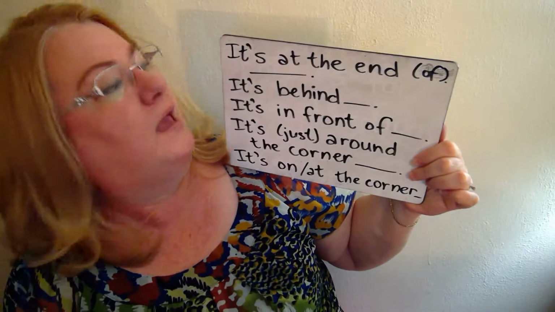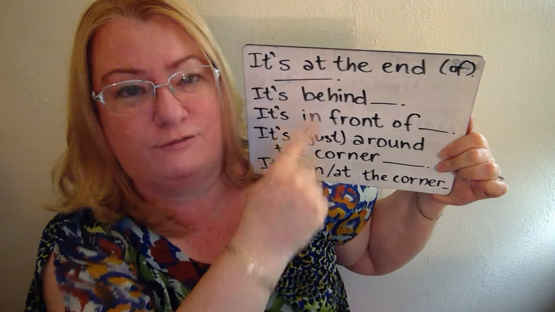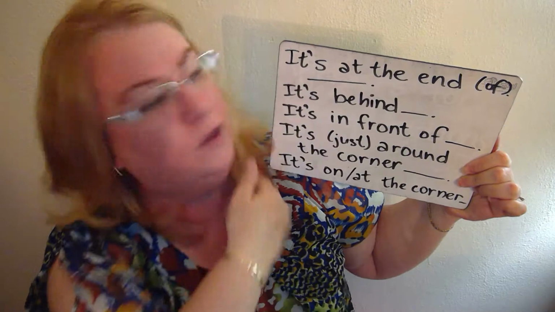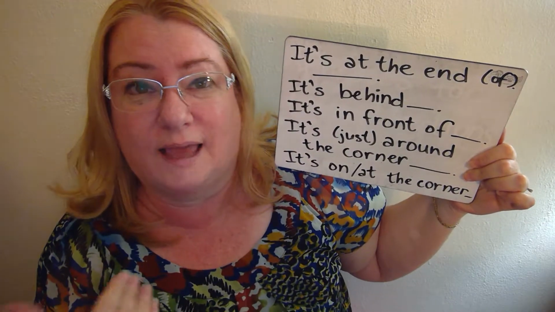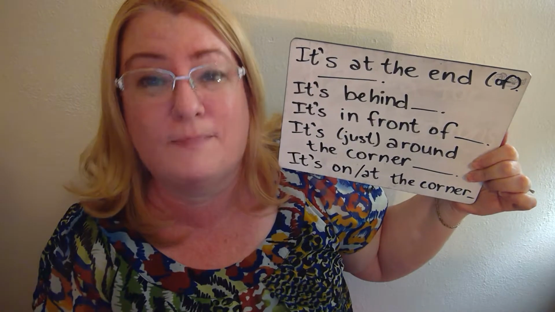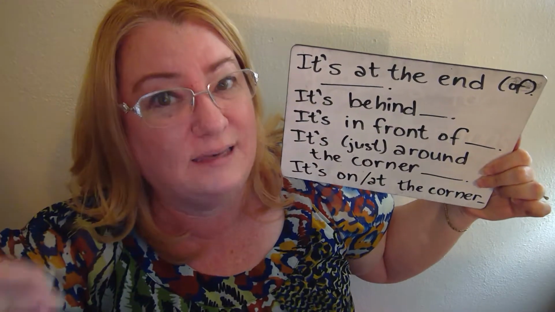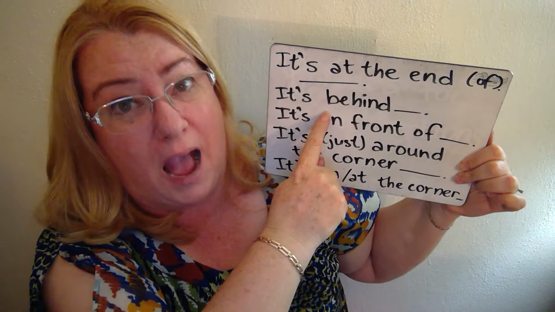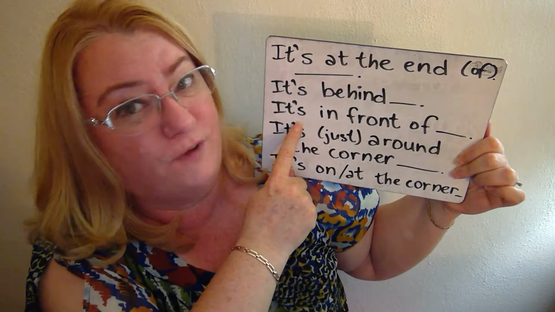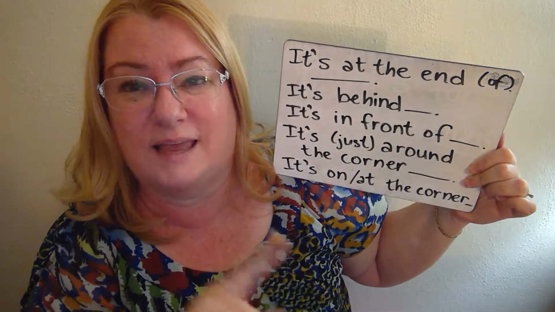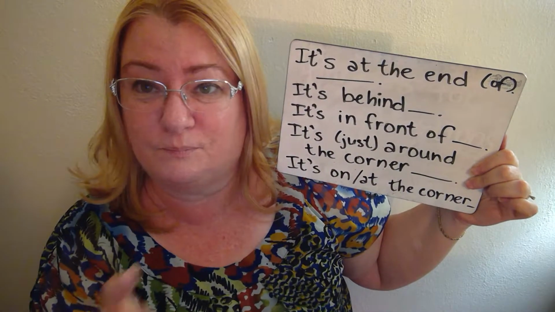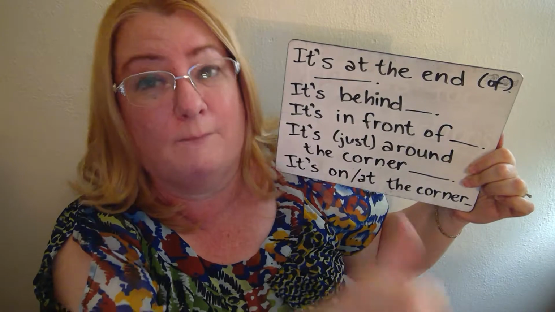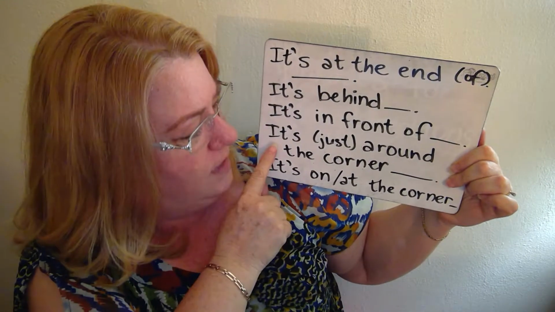You might also continue with these ones. It's at the end of, and name the street. You might tell them it's behind. Some places that I go to for stores, there's parking that is behind the business. So it might be behind. It's in front of, which is another way to say it's opposite. Maybe it's in front of a place. Maybe one store is here that everybody knows about, but the new one is in front of it.